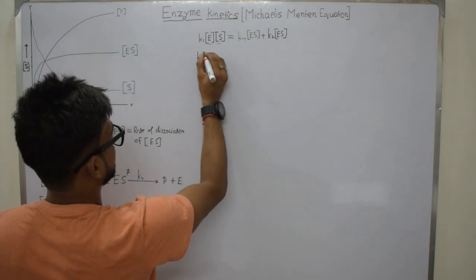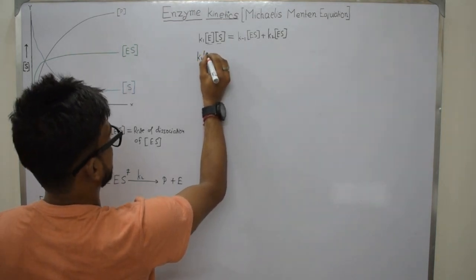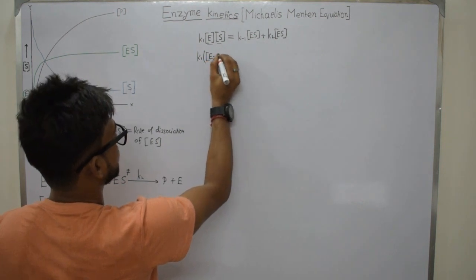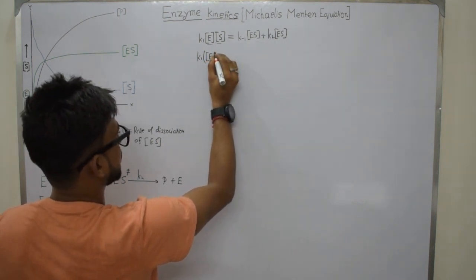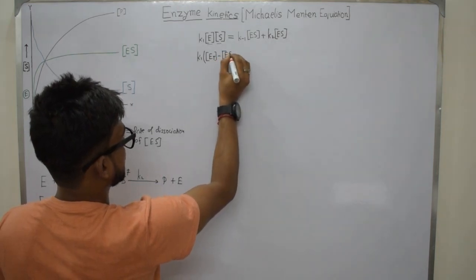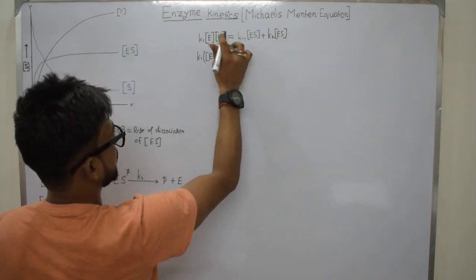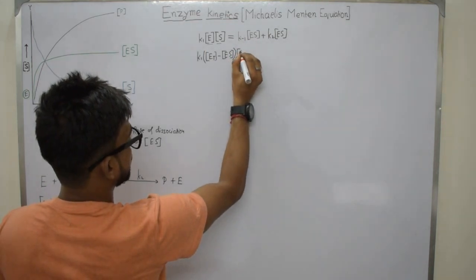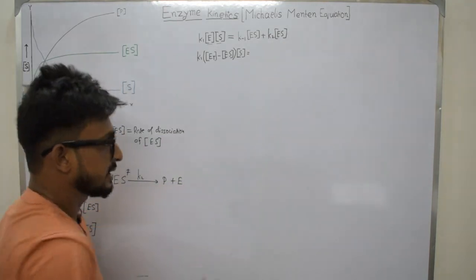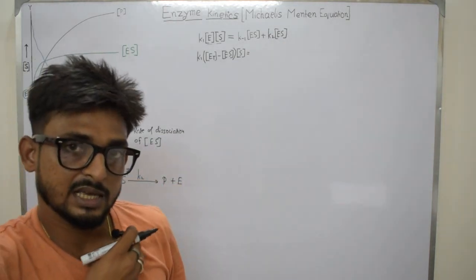So K1, within the first bracket, the concentration of total enzyme minus the enzyme substrate complex. Now here the S will come, and from this equation we can take the enzyme substrate complex as a common thing.